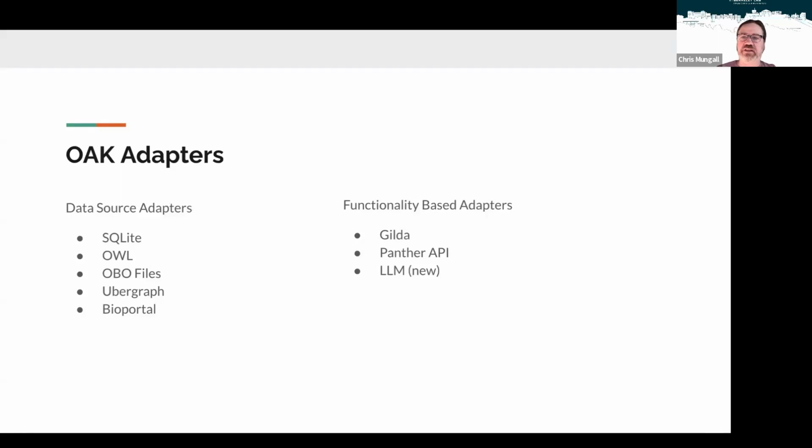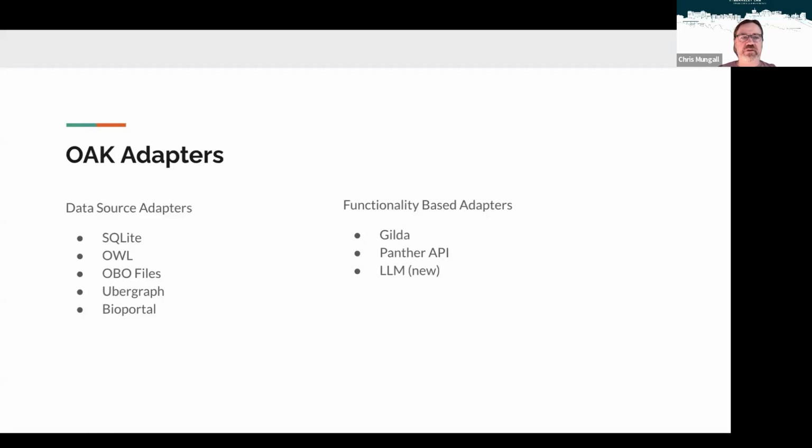Oak is designed to access a wide variety of different backends. You can use it with local files on your file system. You can use it with remote endpoints like Ubergraph or BioPortal. The one we encourage to use the most is the pre-built SQLite versions of each ontology, because SQLite turns out to be very nimble and very fast. So this is often the fastest way to do different kinds of operations.